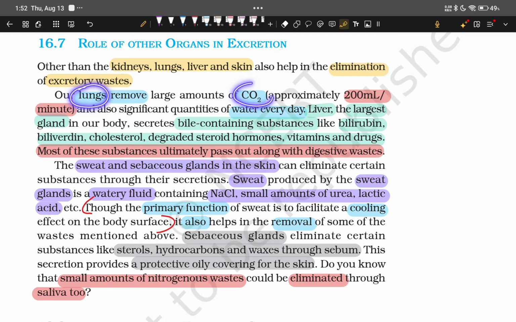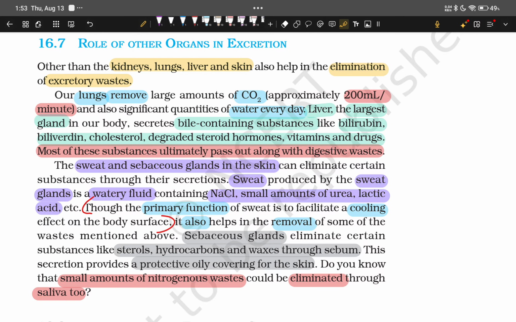So lungs remove a large amount of carbon dioxide, which is 200 ml per minute. Remember this, very, very important. 200 ml of carbon dioxide is removed per minute by lungs. A significant amount of water is also removed every day by lungs. Now liver, important, is the largest gland in our body, and it secretes bile containing substances, which are bilirubin, biliverdin, cholesterol, degraded steroid hormones, vitamins, and drugs. All of these are basically secreted by liver. Most of these substances are ultimately passed along with digestive waste, but they are also removed.